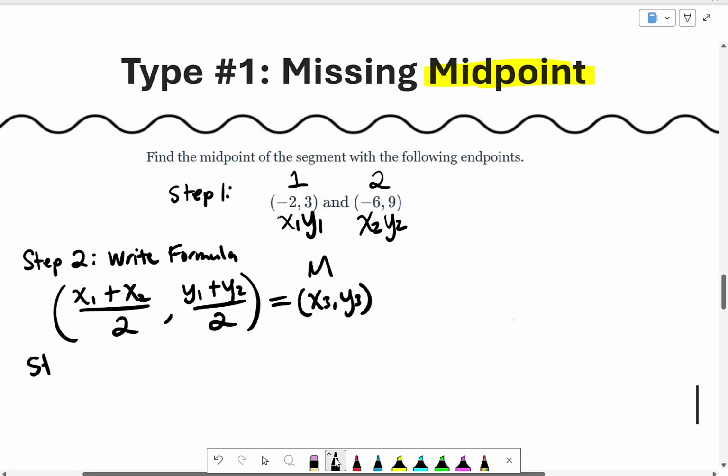Okay, step 3 is now we need to substitute.